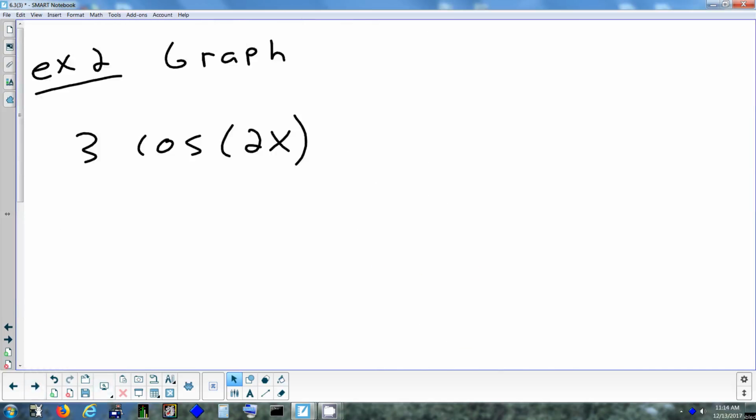So 3 cosine 2x. Ezekiel, what number do I have to focus on first here? Yeah, the 2. You start with what's in the parentheses. Can you tell me what the 2 is going to do? Yeah, horizontal stretch, or in this case, it's actually going to compress. Remember, big numbers compress. So if it's horizontal, what values are not affected at all? The y's. Copy those down.